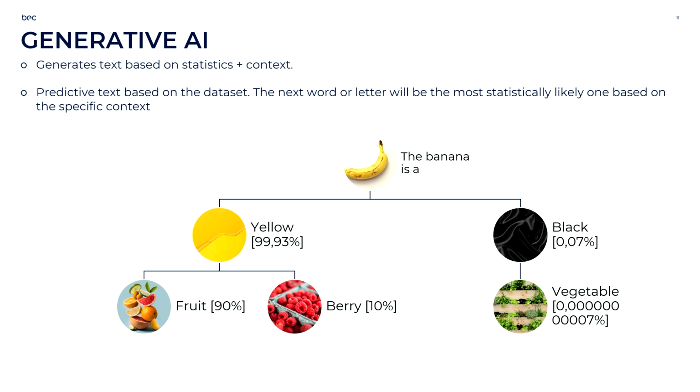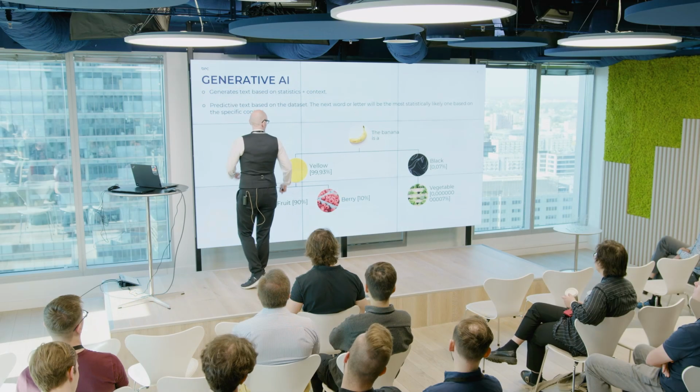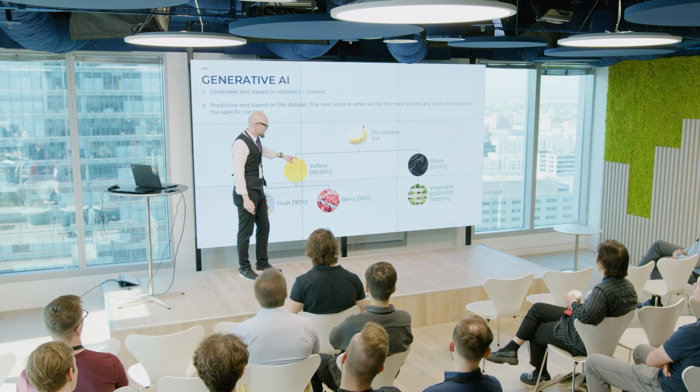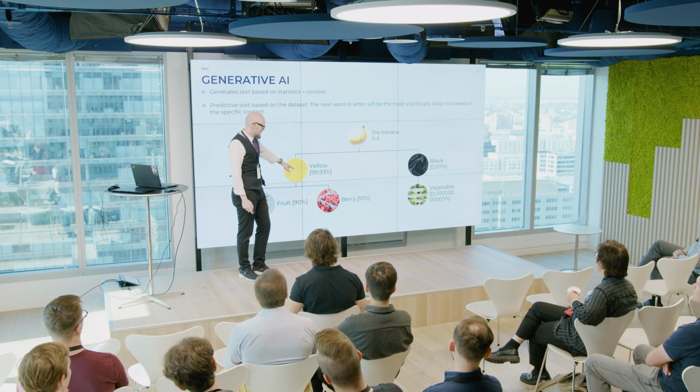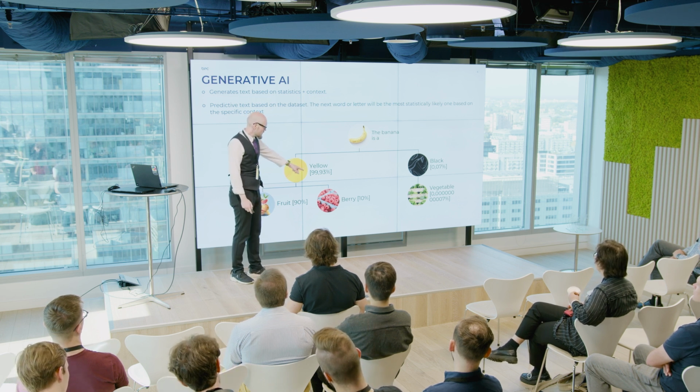It's pretty high, yes. What is the probability of the next word being black? Pretty low, although I have seen black bananas. So there's that. And then once it has decided that the next word is going to be yellow, it goes like, okay, so what's the next word going to be? Then it looks at, it could be fruit, it could be berry.